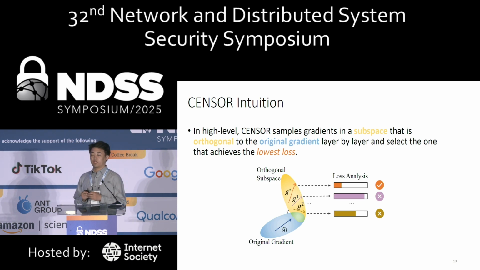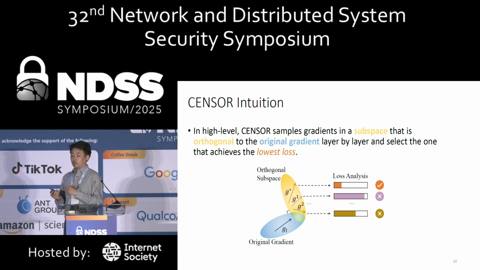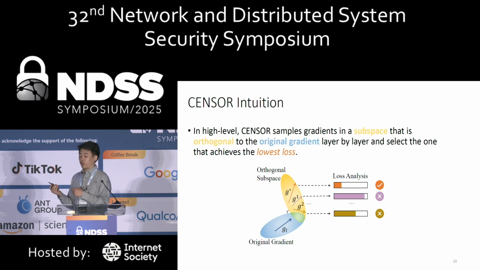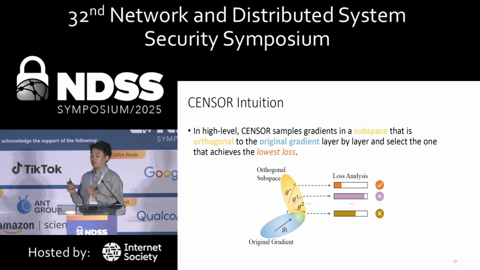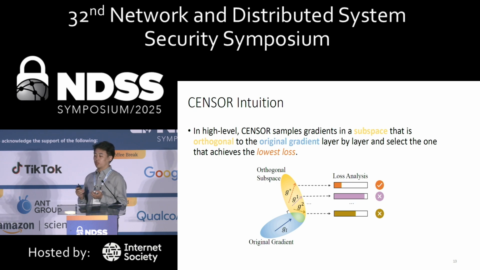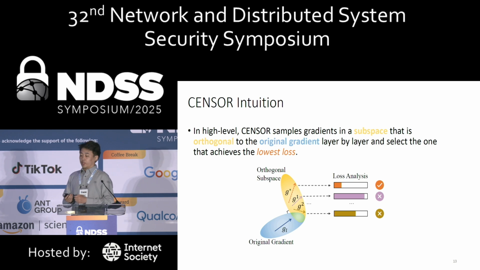Before diving into details, I will give you a high-level intuition. CENSOR samples the gradients in a subspace that is orthogonal to the original gradient. You can see the original gradient sits in the blue part, it's G. In an over-parameterized neural network, there could be millions of different orthogonal spaces you can sample. Here we demonstrate G star, G1, G2, and so on, and we select the one with the lowest loss.